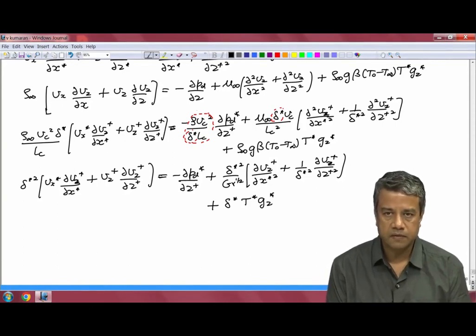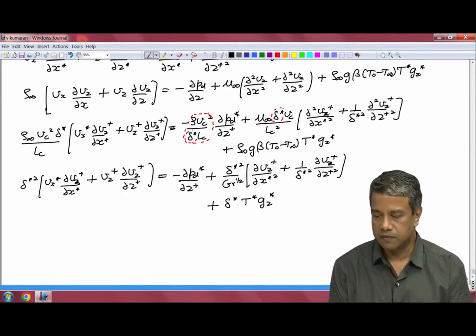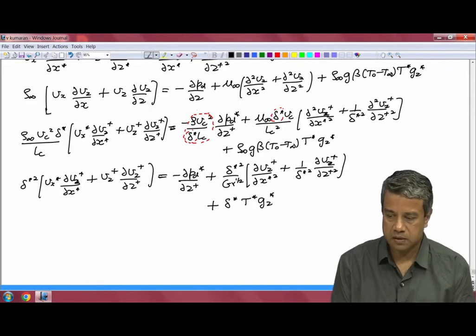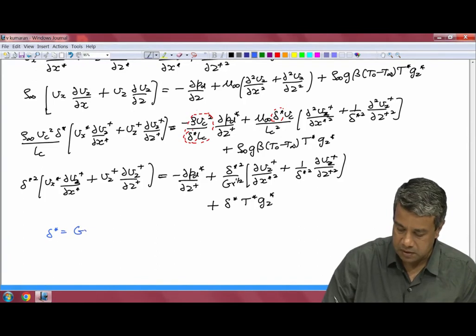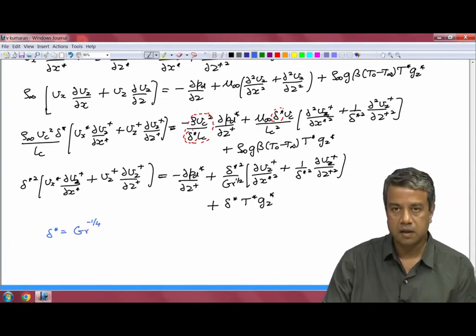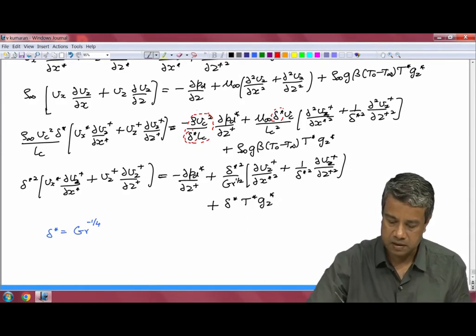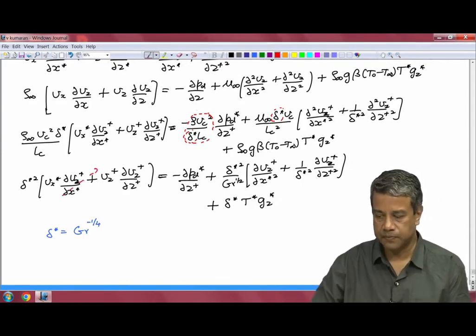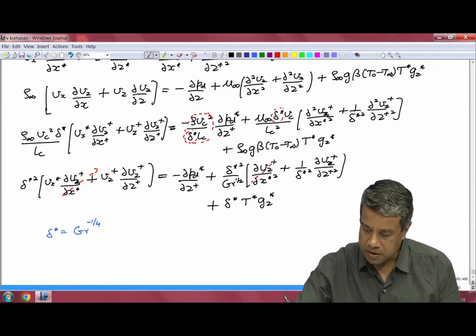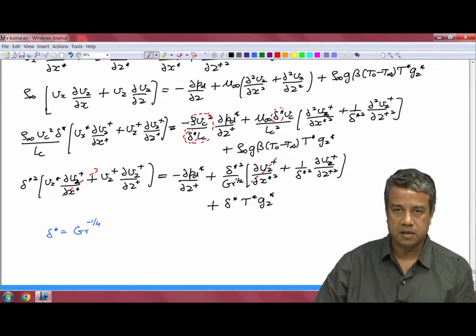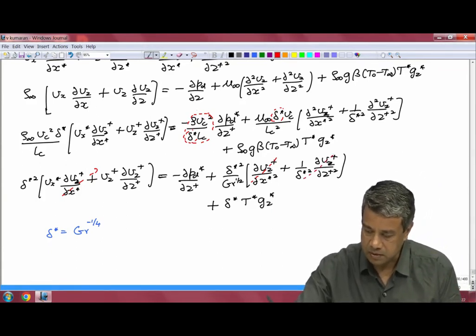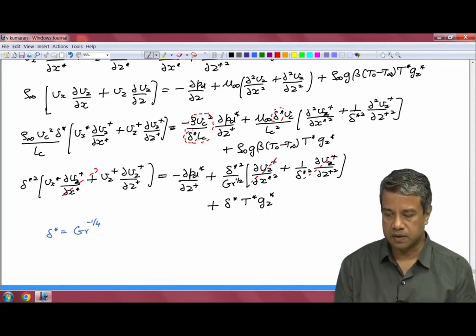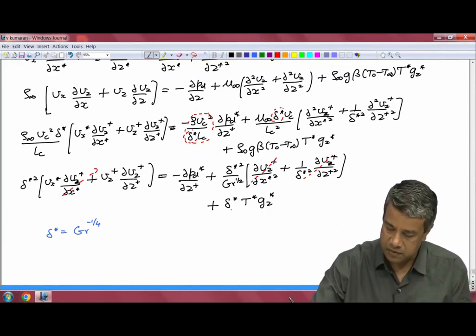This is the momentum conservation equation in the cross stream direction. In the limit, as the Grashof number goes to infinity and delta goes to 0 and delta star is equal to Grashof number to the minus 1 by 4, you can see that the terms on the left will all cancel out because they are proportional to Grashof number square. Streamwise diffusion of momentum is small compared to cross stream diffusion. In the cross stream diffusion term, this term also is small because it is proportional to 1 over Grashof number to the half, and the body force term is also small.